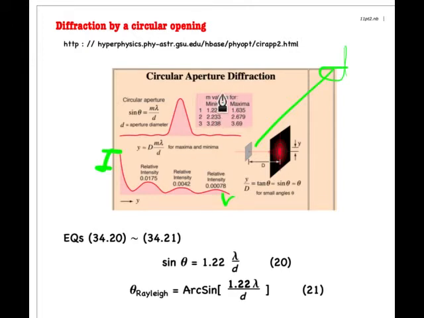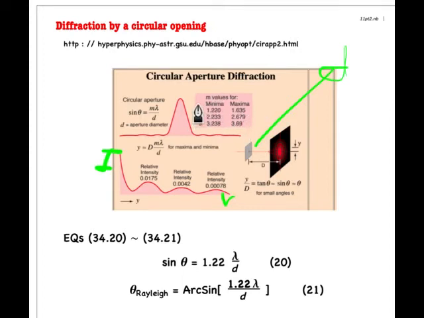I think I said something wrong. m is not an integer here. These are the m values. So unlike a slit, in which it's lambda over d times an integer, in the case of a circular aperture, it's lambda over d times a number which might be 1.22 or 2.23 or 3.32 for the minima of intensity. And then in between the minima, there are maxima, 1.65, 2.69, and so on.